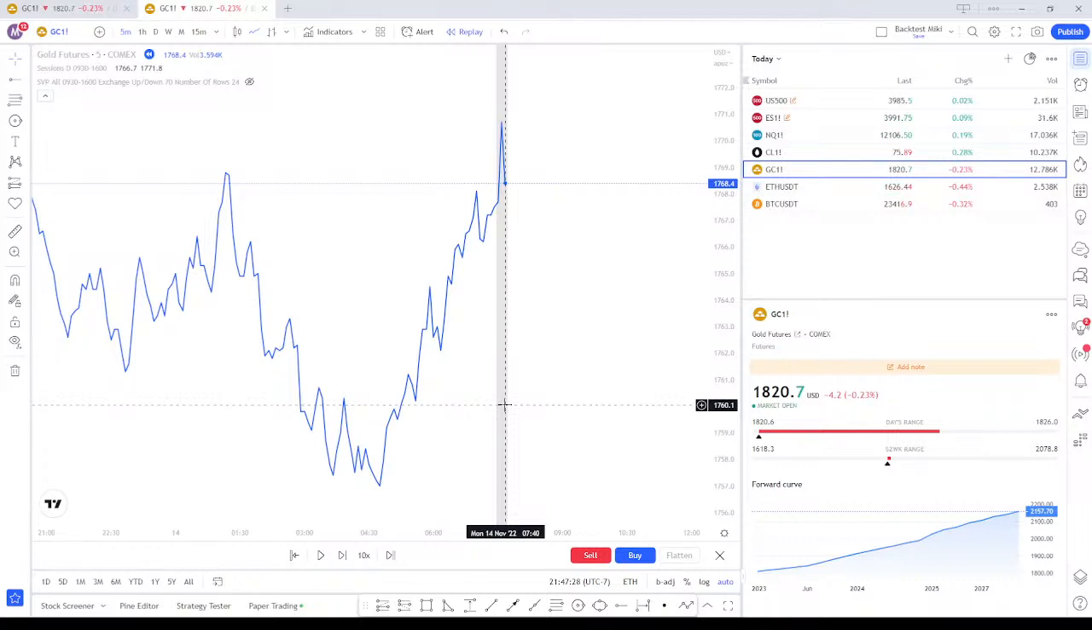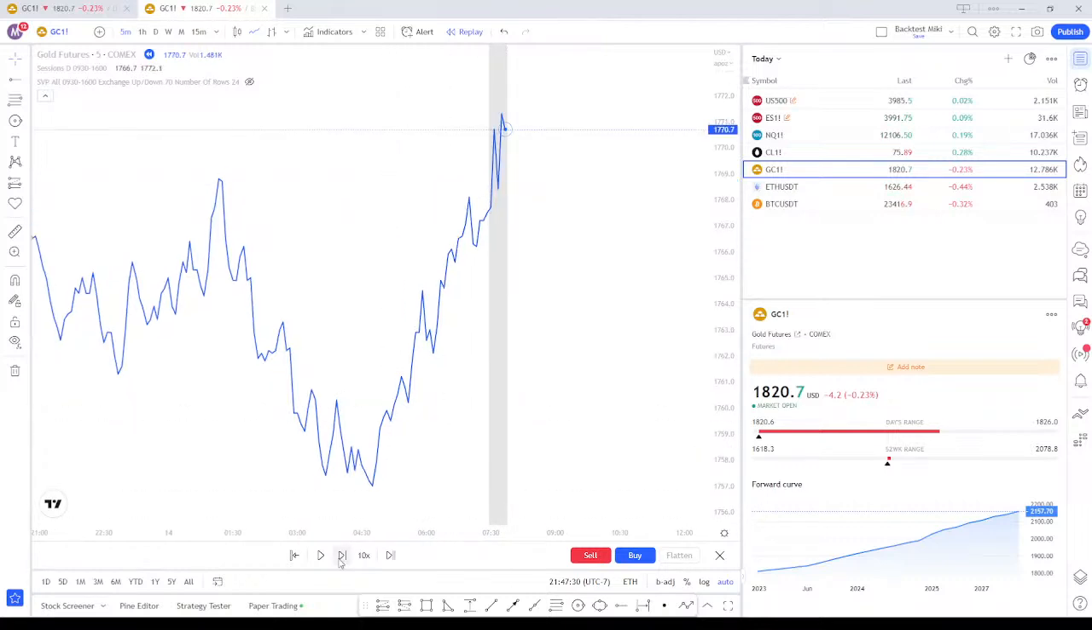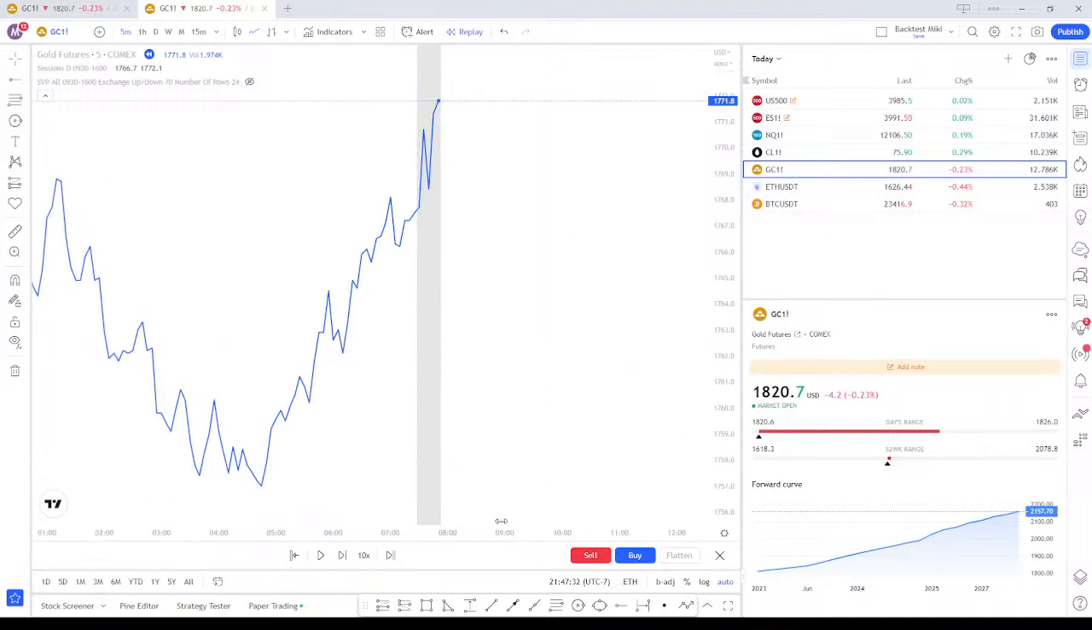7:40, 45, 50. So you can see here there's a low at 7:30. There's a high there. There's a low there. So price is obviously on an uptrend. 750 right now.